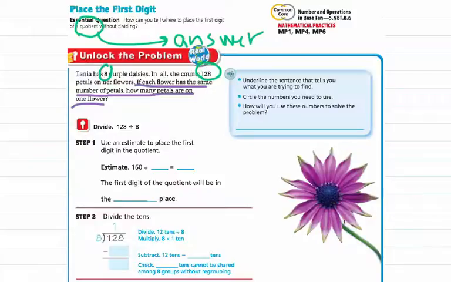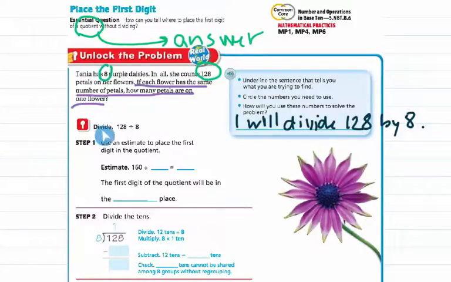Last, it says, how will I use these numbers to solve the problem? Well, what we're going to say, students, is I will divide 128 petals by 8 flowers. So let's go to the key and let's unlock the problem. Divide 128 divided by 8. Step 1. Use an estimate to place the first digit in the quotient.